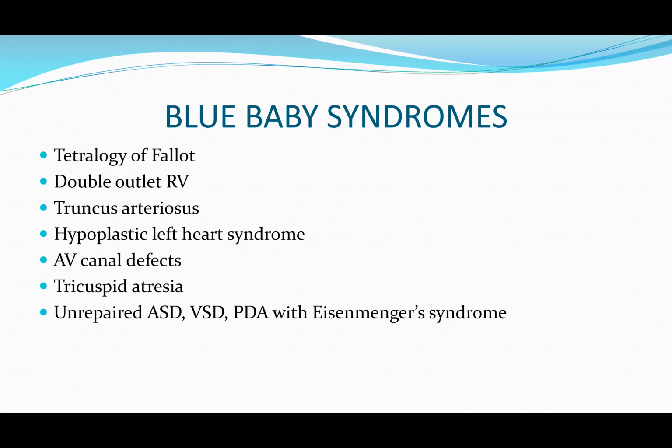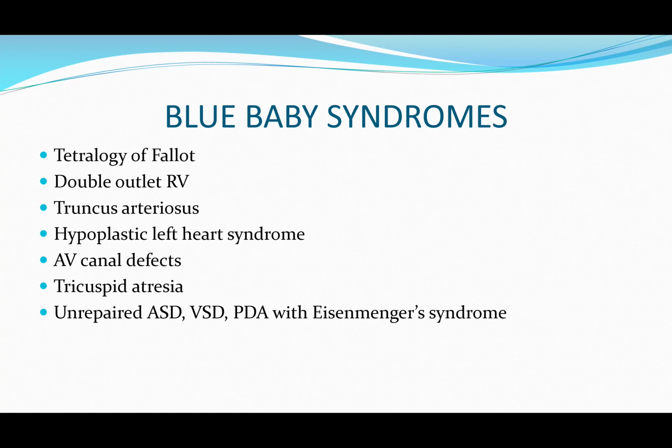Then in truncus arteriosus, if you remember what I showed you earlier, the truncus arteriosus gives rise to the great vessels. And there are 4 types. In type 1, you have the common trunk come up, then it will split into 2.